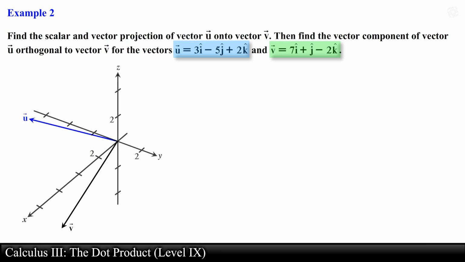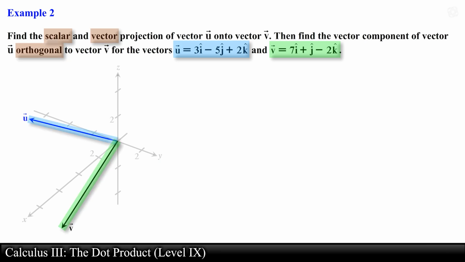Similar to the previous example, let's go ahead and find the scalar, vector, and orthogonal projections of vector u onto vector v. The process is essentially the same. We just need to be careful with the notation.